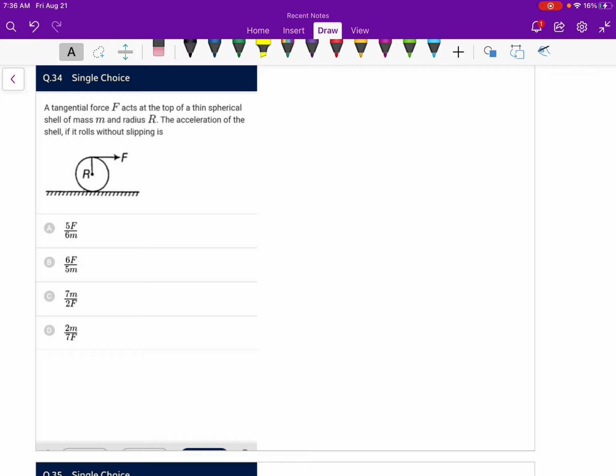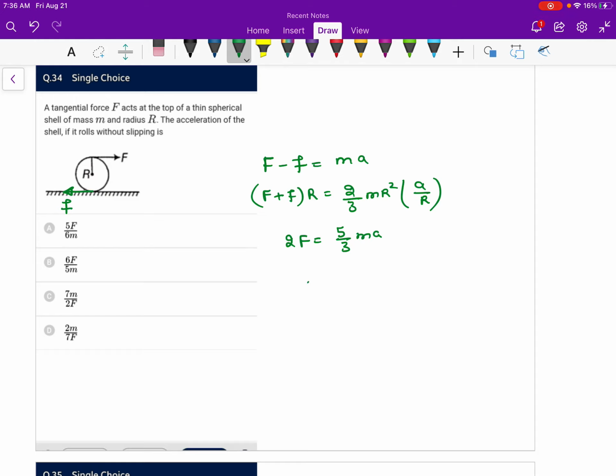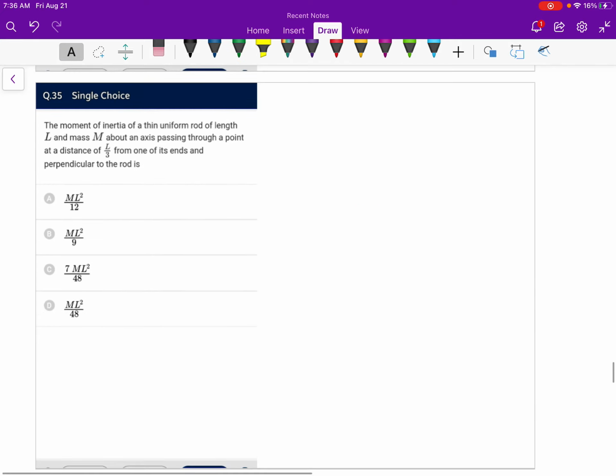The acceleration of shell, so let's say friction acts in this direction. Okay, so capital F minus friction is mass times acceleration, and capital F plus friction into r, this is torque about center of mass, which is 2/3 mr square into alpha, which is a by r. So now let's add these two. So 2F equals 5/3 ma, or a is 6F by 5m. So 6F/5m. So B is the correct option.